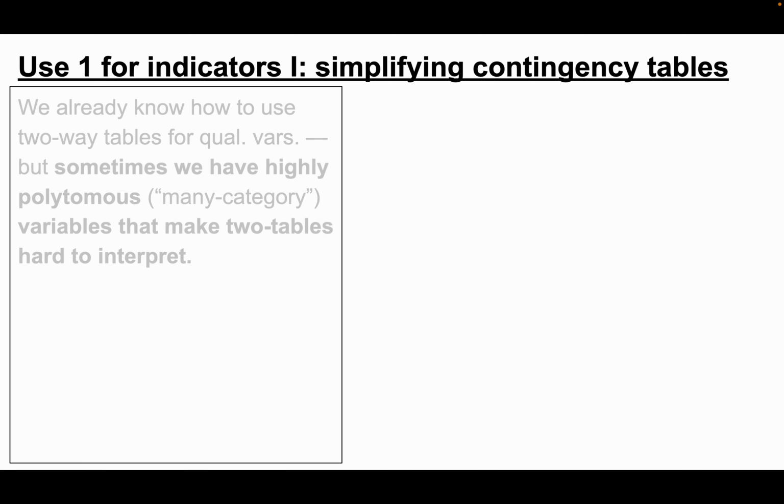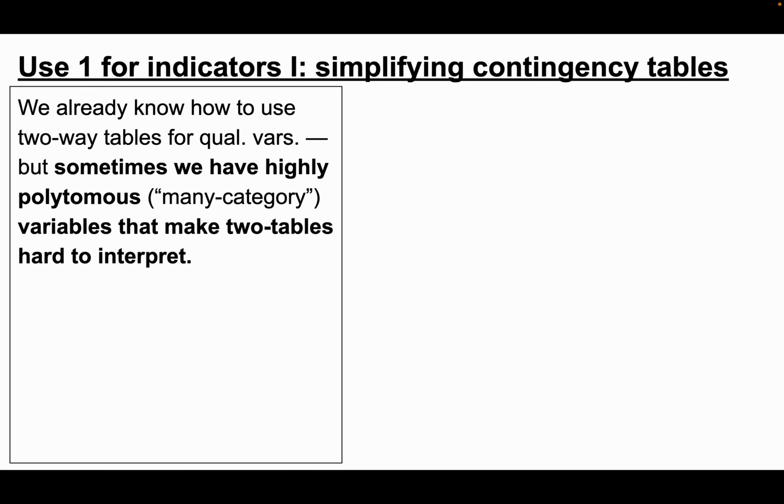We'll come back to that later. So let's talk about use 1 for indicators. Again, indicators are a synonym. They can help us simplify contingency tables.